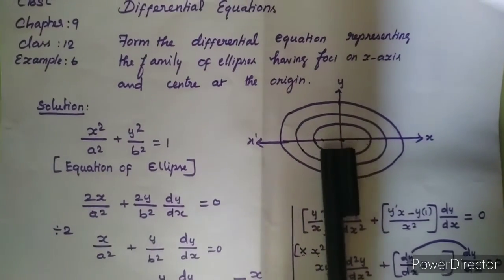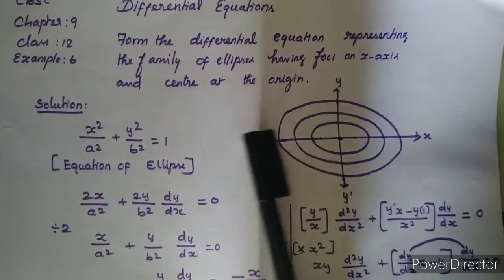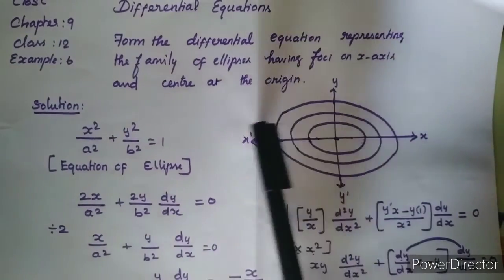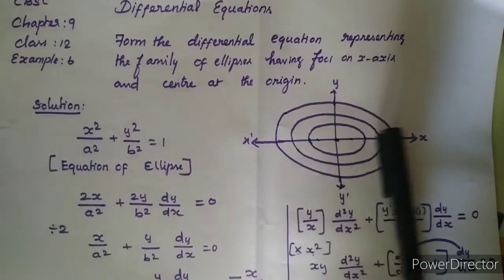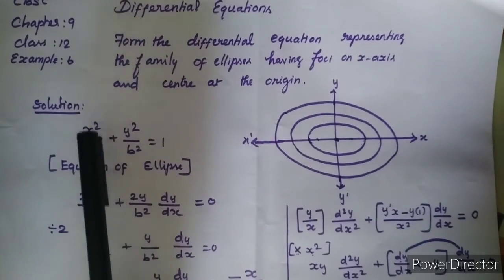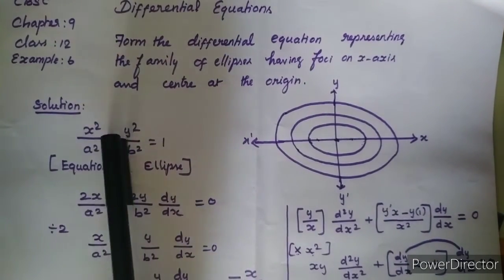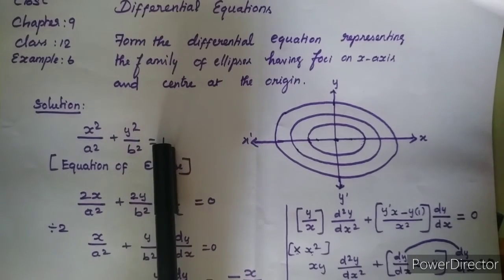Therefore, the standard form: the major axis is along the x-axis, because the longer axis is the x-axis and the minor axis is the y-axis. Major axis along the x-axis means this is the equation of the ellipse: x square by a square plus y square by b square equal to 1.